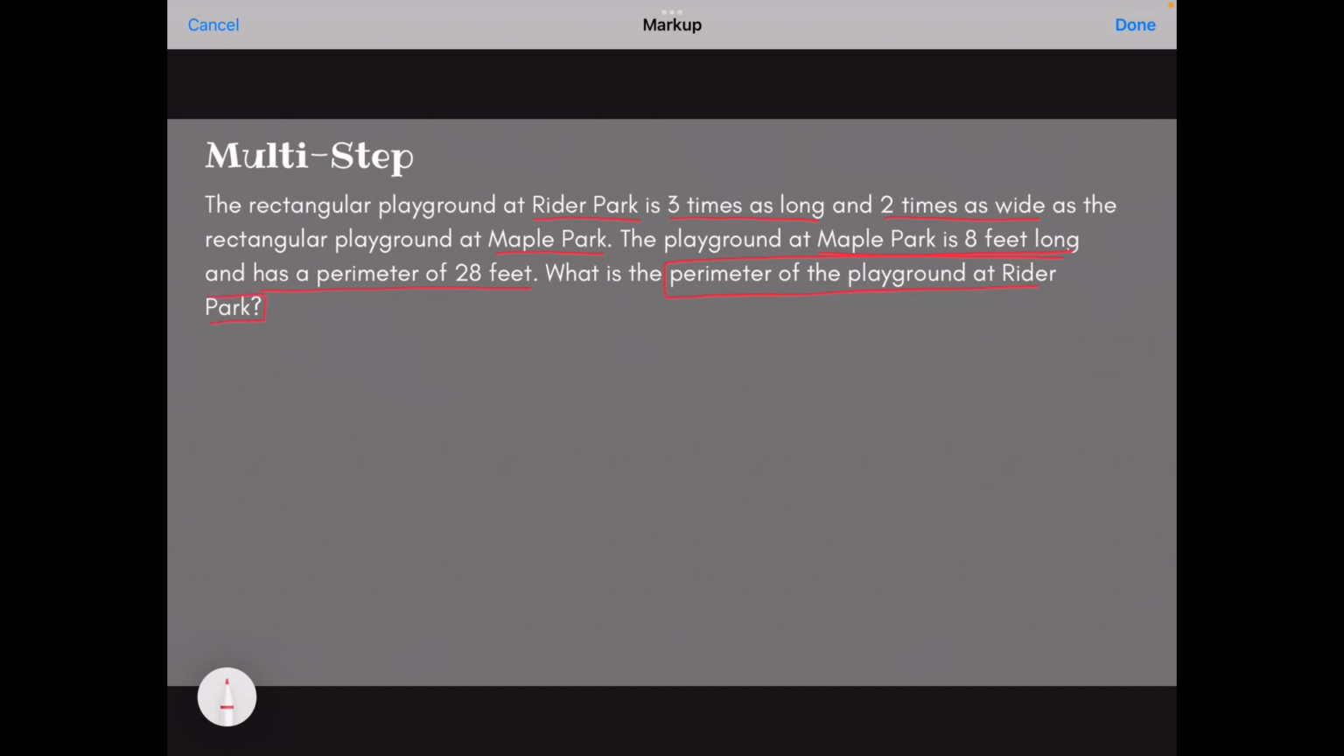A lot of information here, and I'm hoping it's clicking that this is going to be a multi-step problem. We've got to solve a couple of things before we can get to this final answer. So first off, I'm noticing that they're talking about 2 different parks, Ryder Park and Maple Park. So I'm going to go ahead and label those down below.